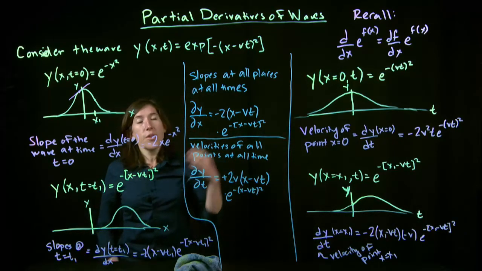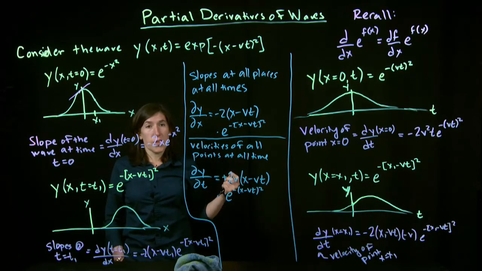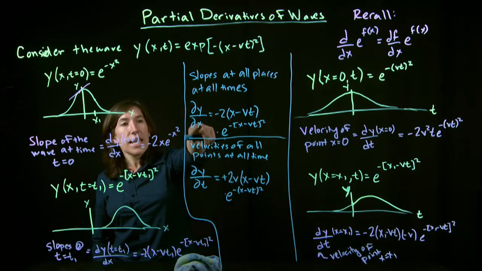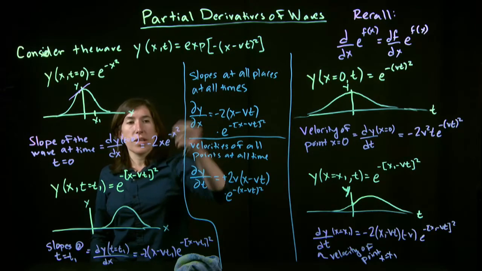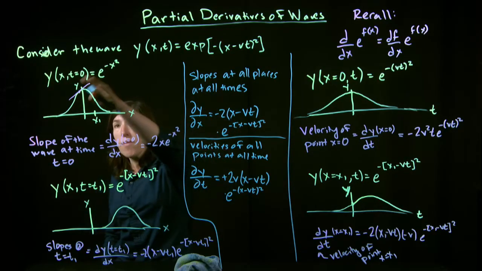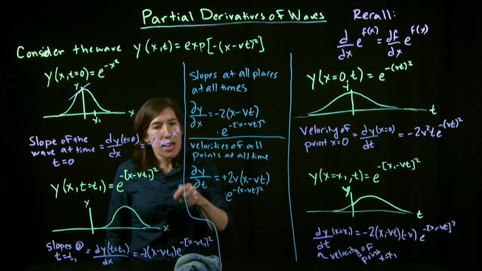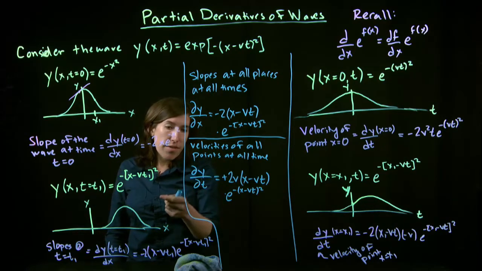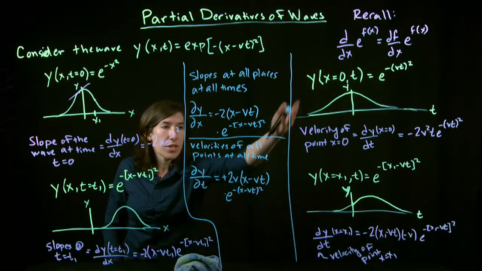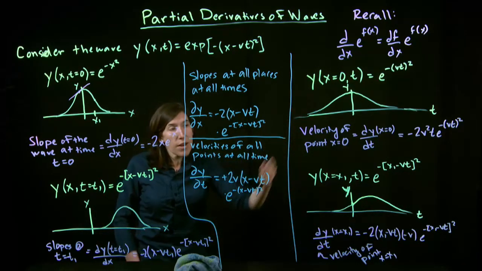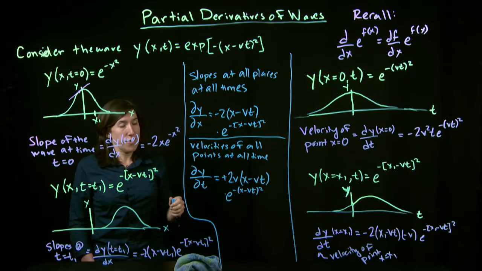And of course, again, you could consider taking second partial derivatives. If you were to take a second derivative of this height function with respect to position, you're going to find that it tells you about the curvature of the wave. And if you took the second derivative of the height function with respect to time, of course, this was velocity, and that gives you the acceleration of the point on the wave.